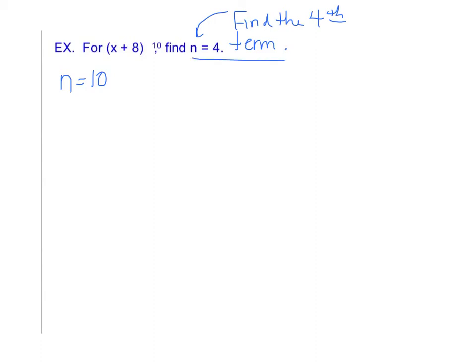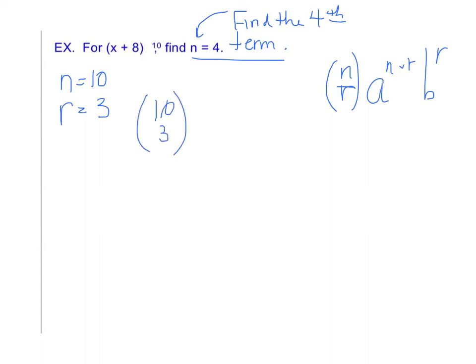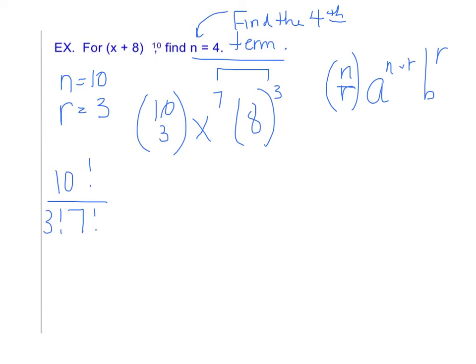So n is 10 still in my formula because I have n choose r, a to the n minus r, b to the r. So r is going to be 3, so I'm going to have 10 choose 3. Then I have the first term to the 7th, the second term, which is 8, to the 3rd. These two add to 10, so I'm good. And then I have 10 factorial over 7 factorial, 3 factorial, which is 10 times 9 times 8 over 3 times 2. So 3 goes in here, 3, 4, so that is 120.